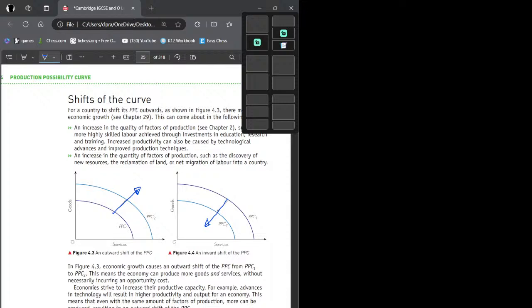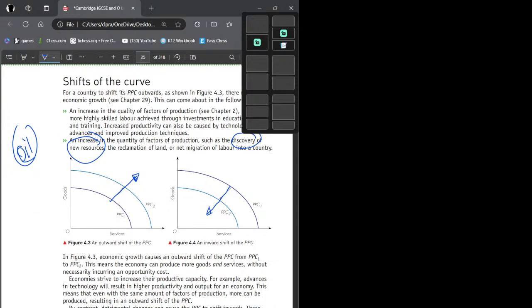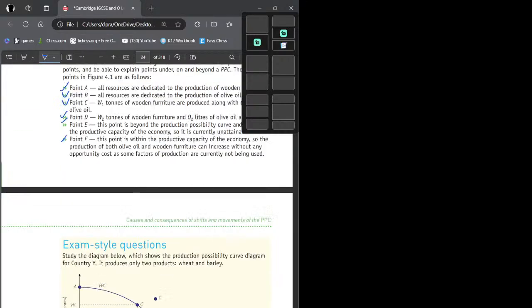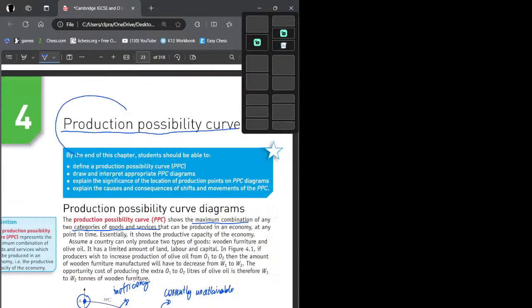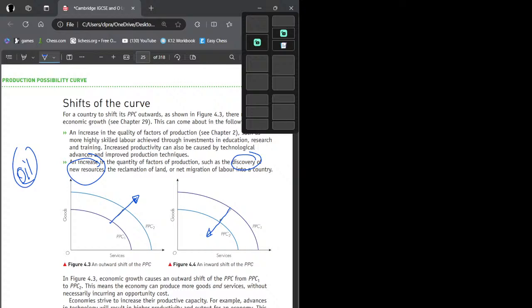Another cause is an increase in factors of production, such as discovery of new resources. So let's say discovery of oil will cause the PPC to shift to the right because we will now be able to supply and produce more. As the name suggests, production possibility curve: how much is the country producing? What is the possibility of it producing goods in this manner?